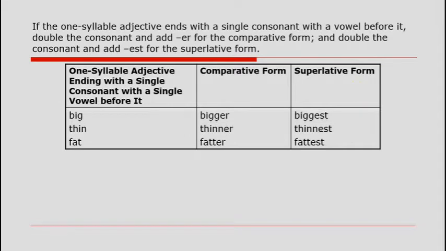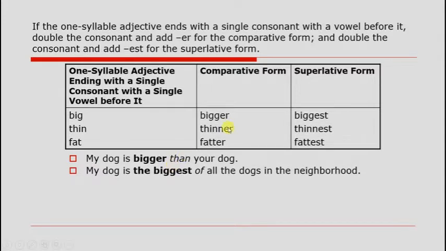It's okay, it's clear now, but you have to double the consonant before adding ER or EST. So, what about big? Bigger. So you have to double the consonant, and biggest. Thin, thinner, thinnest. We double the N here because we have a consonant and a vowel before it. Fat, fatter, and fattest.